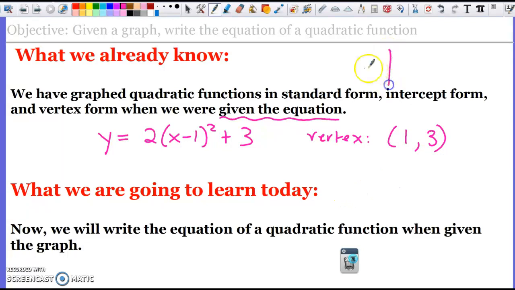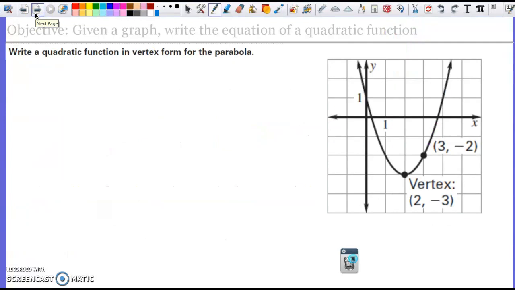Now I would make a table, so all of a sudden I'd have 1, and then 1, 2, 3. There's my vertex. This is going to open up because a is positive. It's going to be steep. It's going to look something like this. I can use a table and get my parabola graphed. But today, what we're going to learn is how to write the equation given a picture. So now I'm going to start with the picture and get the equation from the picture.